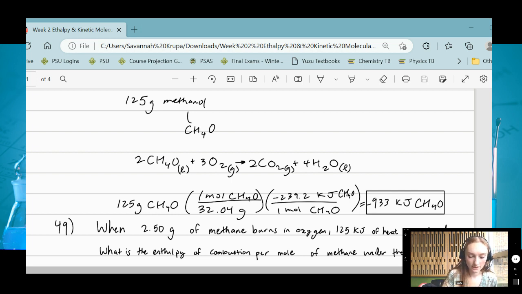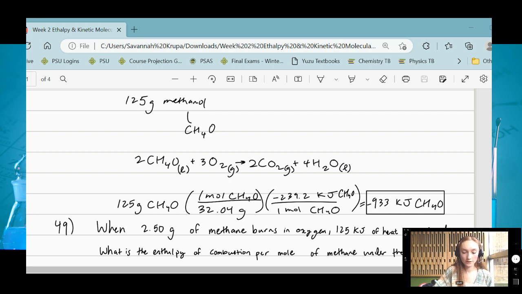So let me write that all down so that as written that makes more sense. So we have 125 grams, and the molar mass of this is 32.04 grams per 1 mole of CH4O.